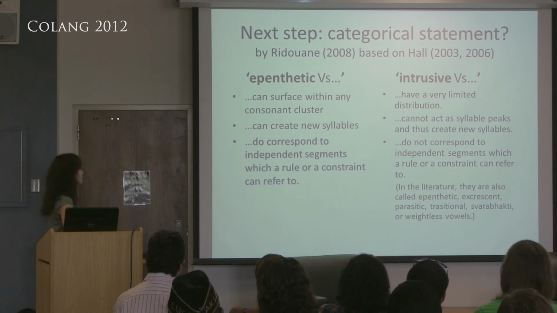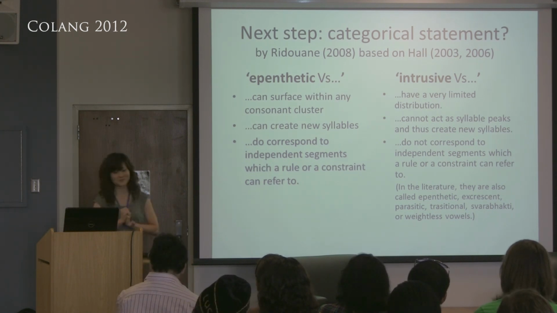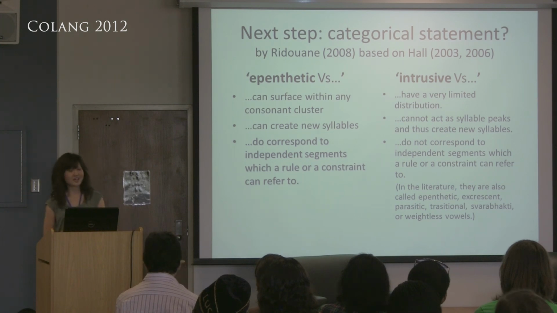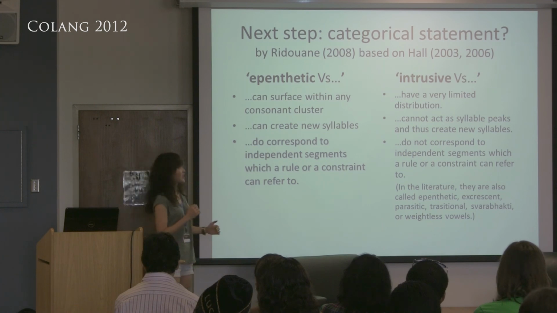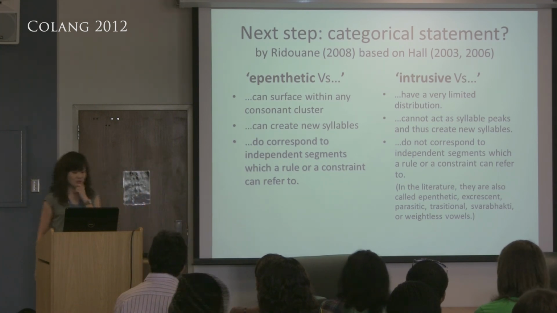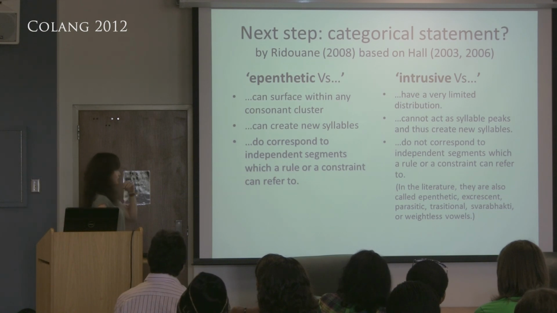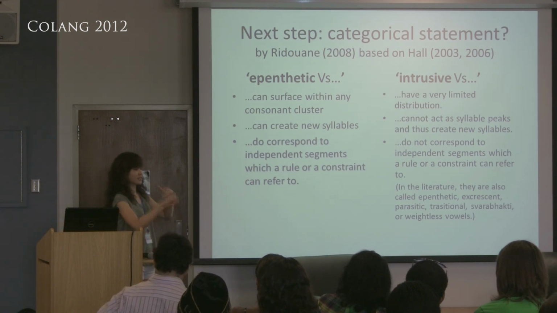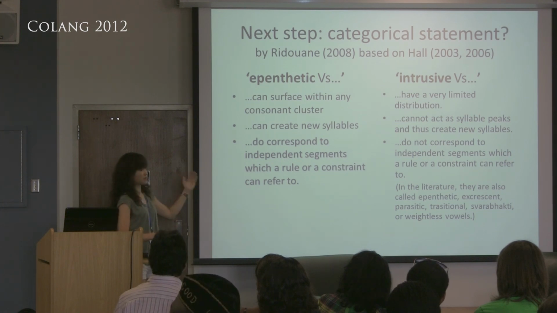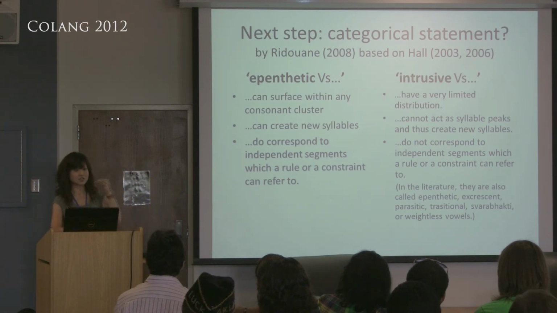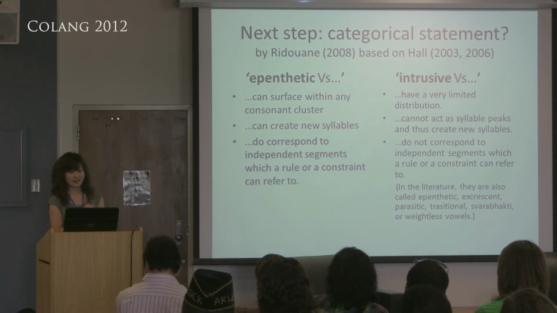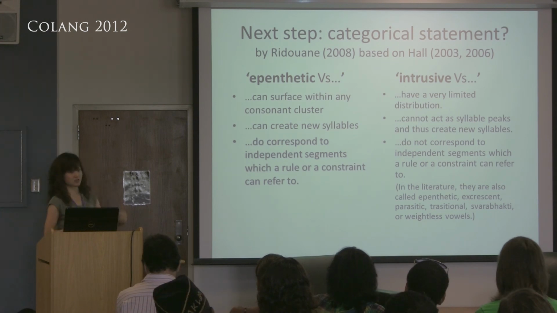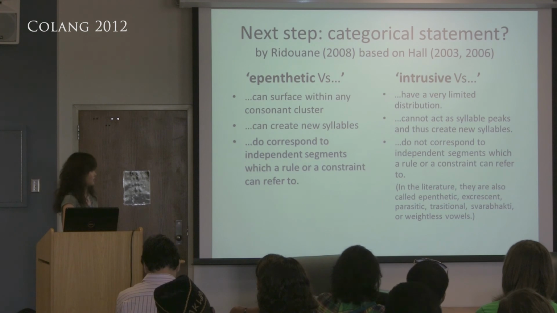I know I used many minutes, but I'll briefly mention: when the vowel is inserted at the phonetic level, some people distinguish between epenthetic vowel and intrusive vowel. Epenthetic vowel is basically when a vowel is inserted to repair illegal structures of the language. That's regular, and that creates a new syllable. But an intrusive vowel is just random. It's just there, and it's not necessarily there to repair the illicit structure. And it cannot create a new syllable.